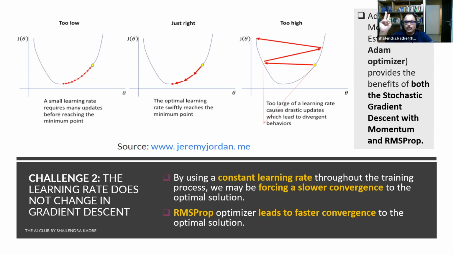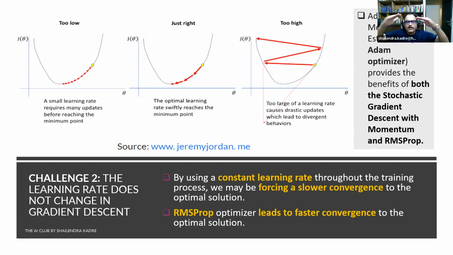So we have seen two empirical rules. One is start with Adam optimizer. Adam optimizer combines the benefits of many other optimizers like stochastic gradient descent with momentum and RMS prop. And the second rule is RMS prop optimizer leads to faster convergence. So RMS prop is known for faster convergence.